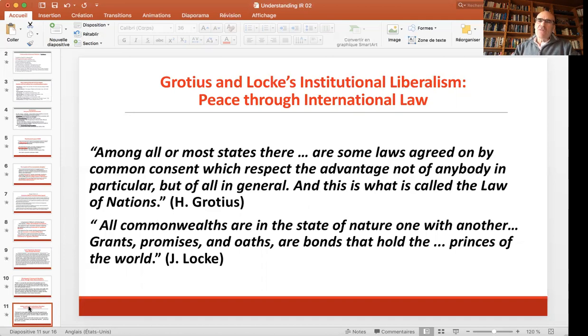Grotius and Locke are two contractualist philosophers, that is to say, they claim that before the states were created, before societies organized themselves in political units called states, there existed among men a state of nature. And according to Grotius and Locke, in this state of nature, men already lived in peace with one another, though this peace was sometimes interrupted by violent interactions.